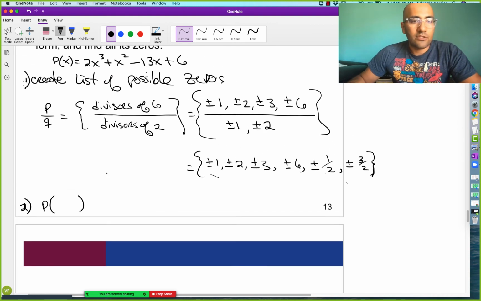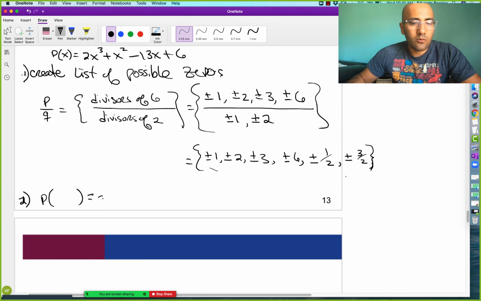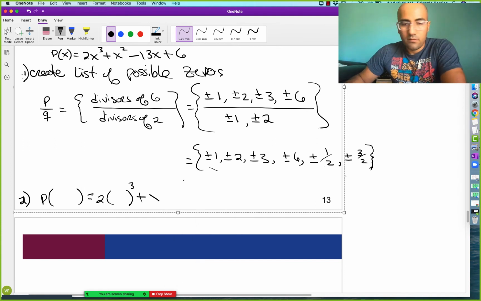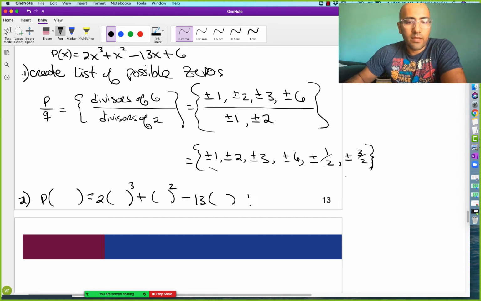So step 2 would be to check this equals 2 times blank to the 3rd power plus blank plus blank squared minus 13 times blank plus 6. So we have that right there, and they want you to figure out what happens when you plug in a negative 1. Negative 1, negative 1, negative 1.